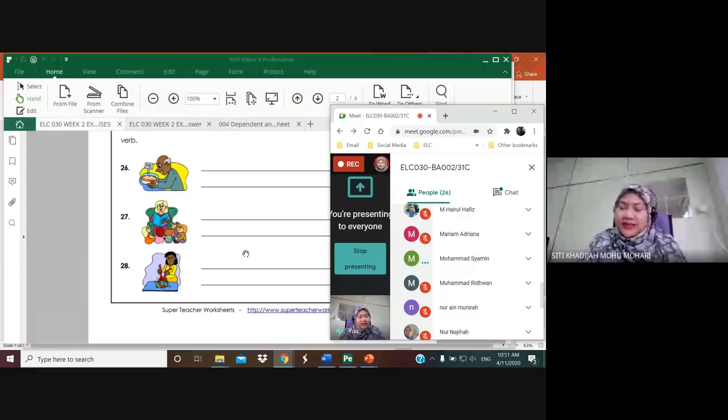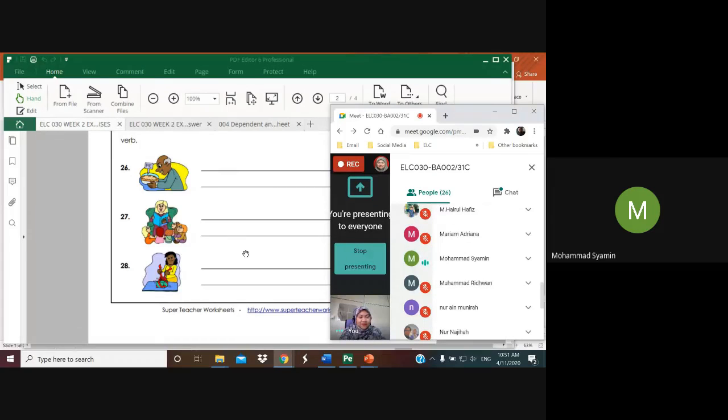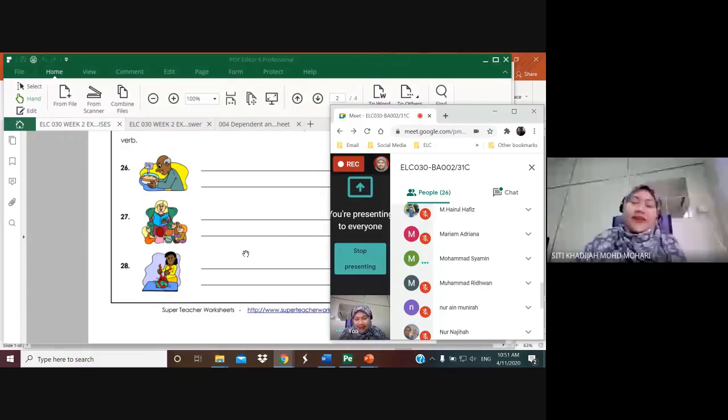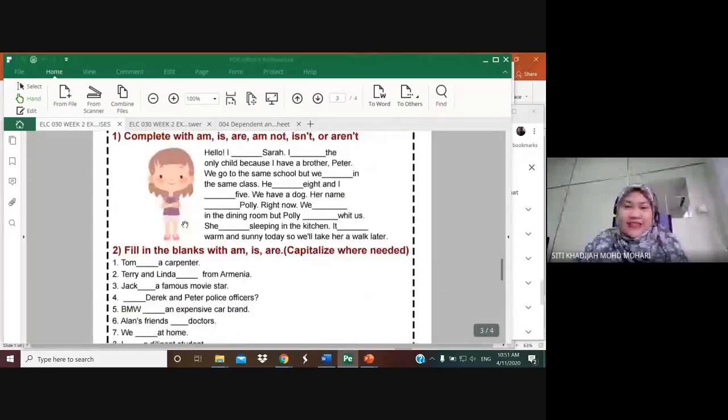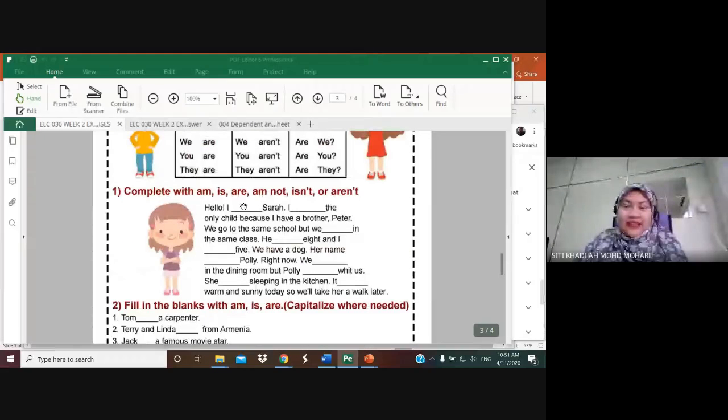But then if you were to change to simple present? She wraps the present for her friend's birthday. Very good. Excellent. Yes, that is correct. Now, this is very easy. It's just am, is, are, am not, isn't, aren't.